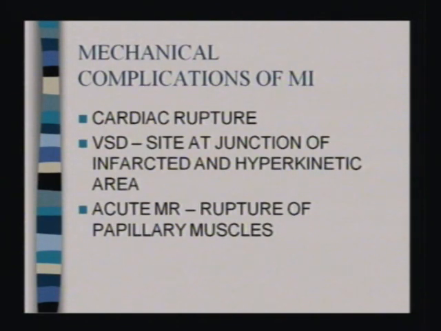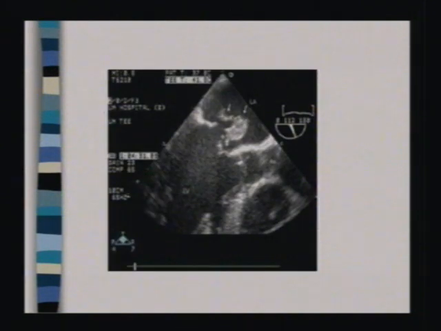You can even see in echo the mechanical complications of MI, like cardiac rupture, which I've shown you just now. You can see a VSD, which occurs at the junction of the infarcted and hyperkinetic area, and you can see acute MR due to rupture of the papillary muscle. Here the arrows show that the papillary muscle has ruptured, and this is the mitral valve below.